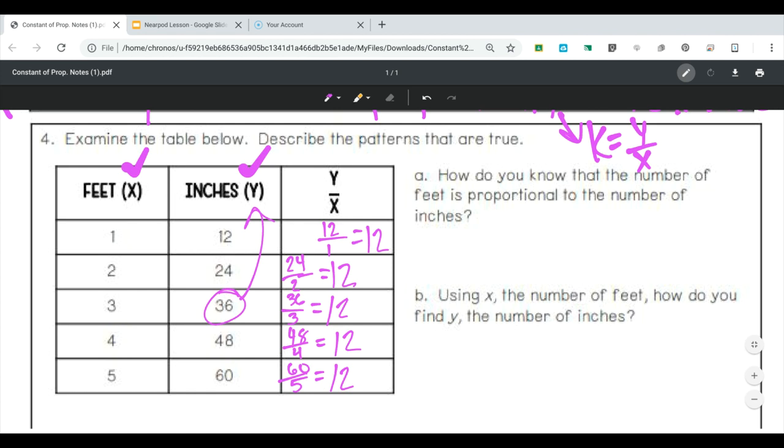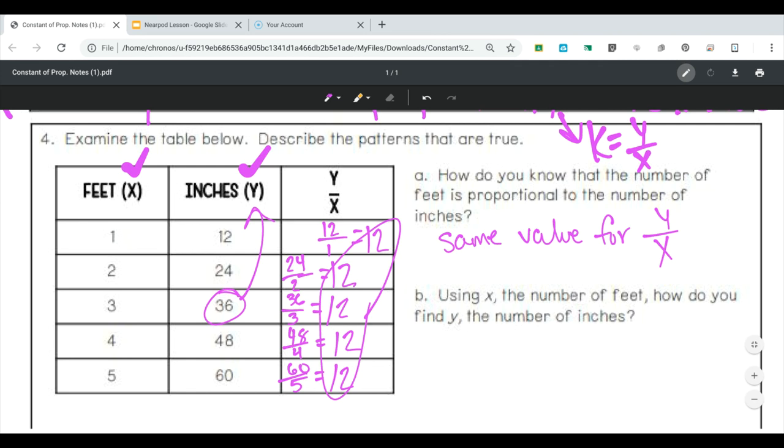Okay, so now let's talk about it. How do you know that the number of feet is proportional to the number of inches? How do we know that that's proportional? Well, because we know that we have the same value for y over x, or the constant of proportionality. It's constant. They're all 12.